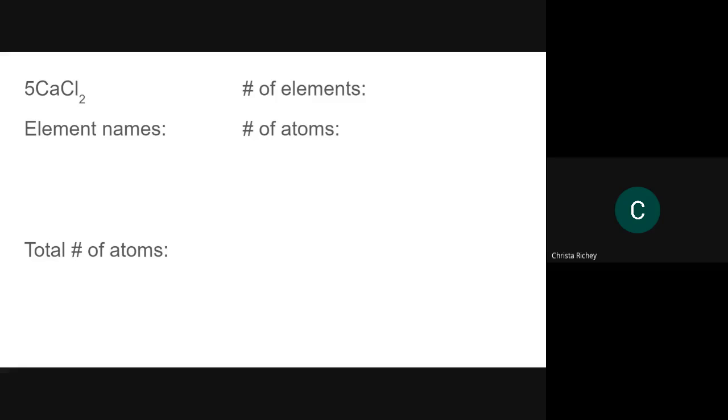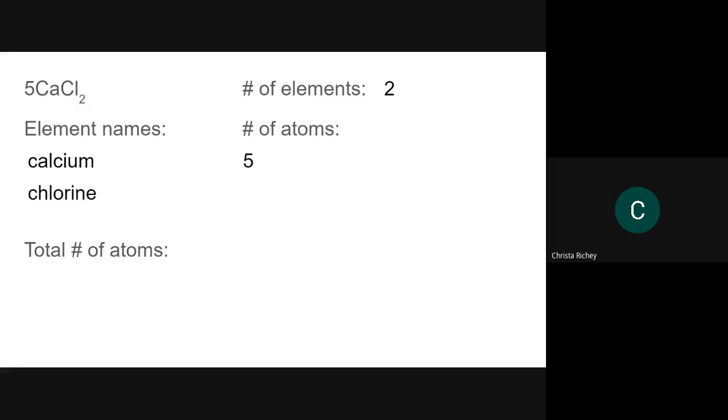calcium chloride. Now the difference between this one and the previous two is this compound has a coefficient. But still, how many elements total are in calcium chloride? Two. I have calcium. Now, according to what we did with the opener, with the coefficient as a multiplier, how many calciums are in it the way that it's written? 5 of them. I originally had 1, because there's no subscript, but the 5 multiplies everything inside that compound.